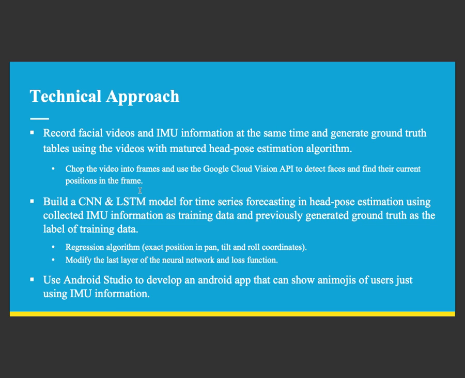And it's basically a regression algorithm with exact head position in the pan, tilt, and roll, these 3 coordinates. And we need to modify the last layer of the neural network and the loss function based on this regression algorithm. And at last, we plan to use Android Studio to develop an Android app and show the emojis of users just using the IMU information without camera sensors.